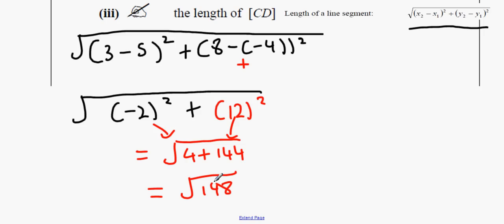And root 148 can also be written as 2 root 37, which is also the same as 12.17 when rounded off. Okay.